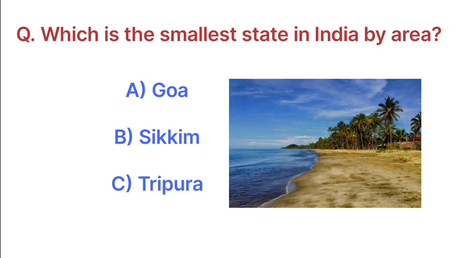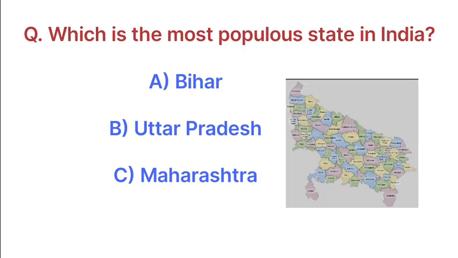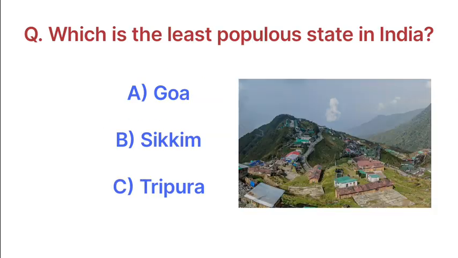Which is the smallest state in India by area? Answer: Goa. Which is the most populous state in India? Answer: Uttar Pradesh. Which is the least populous state in India? Answer: Sikkim.